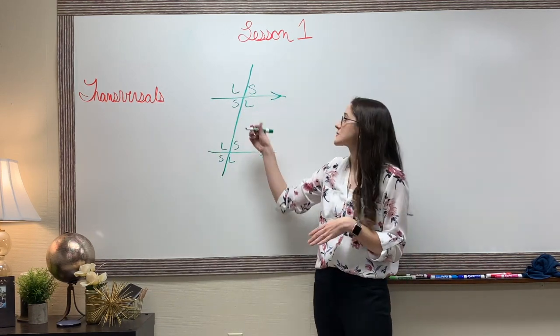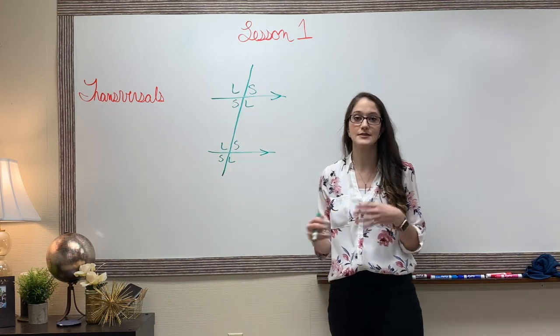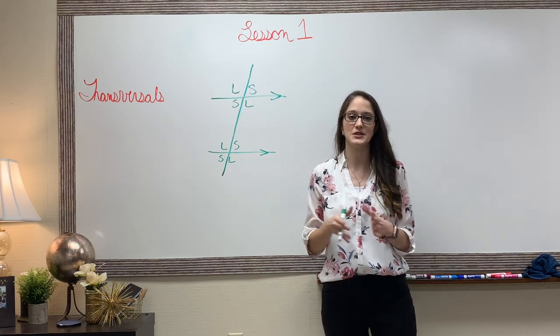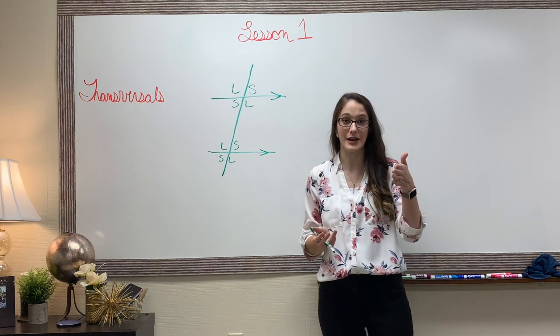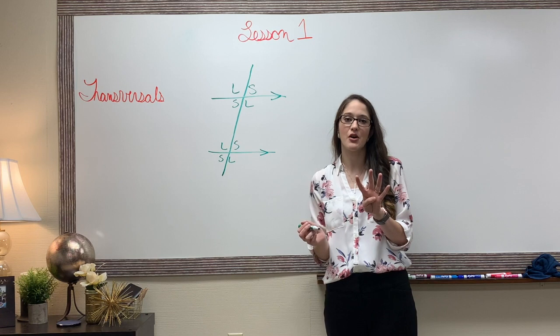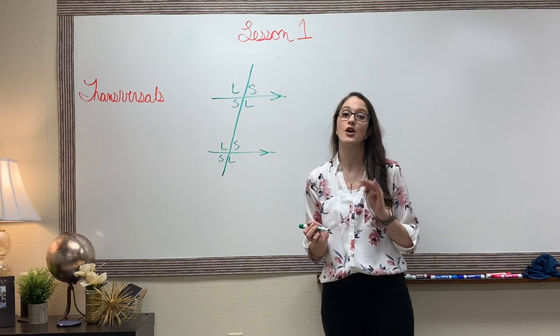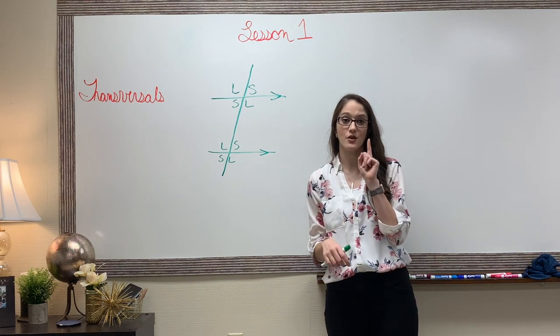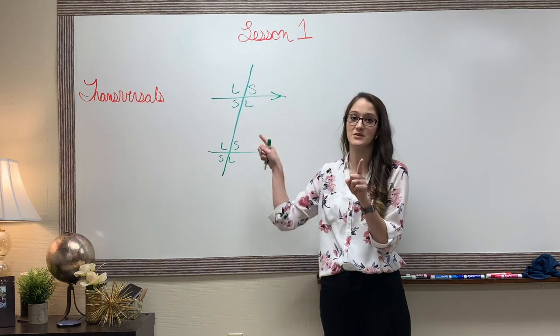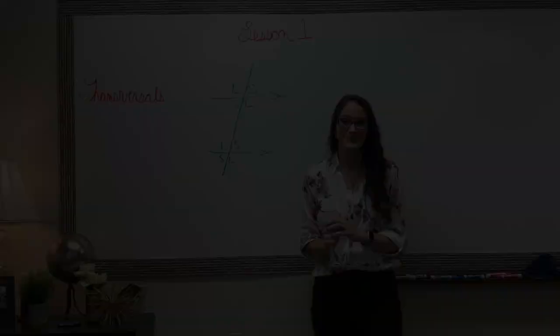So looking at this, we see that we have four angles that are all obtuse and four angles that are all acute. And what we can know automatically is that all four of those small angles are congruent and all four of those large angles are also congruent. So you only need to know one angle and you can find the missing seven. So let's do some practice.